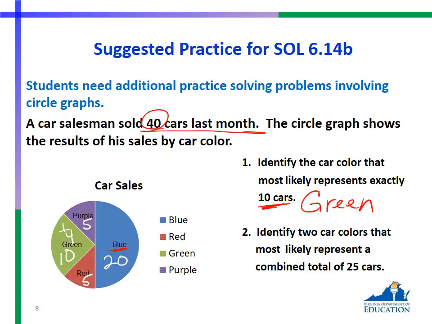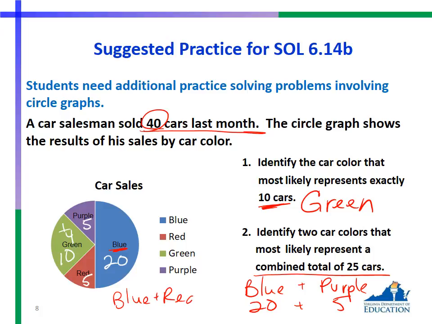And then we're going to identify 2 car colors that most likely represent a combined total of 25 cars. And so for this one, the first one's going to be blue, because blue is equal to 20. But you can use purple, has 5 cars, or you can use red. So if you put blue and purple, or you can also put blue and red, those are going to give you 25 cars.